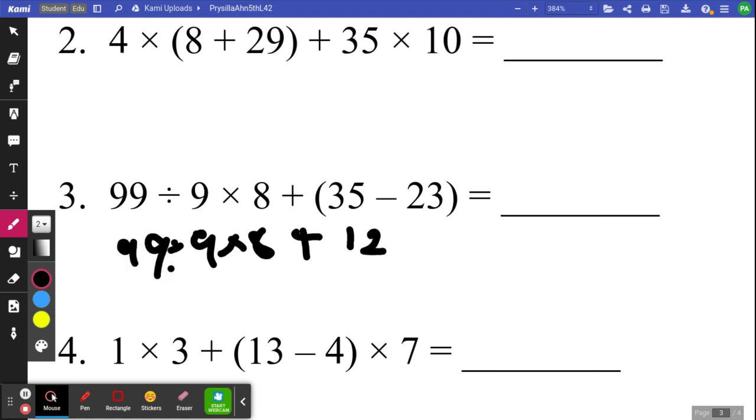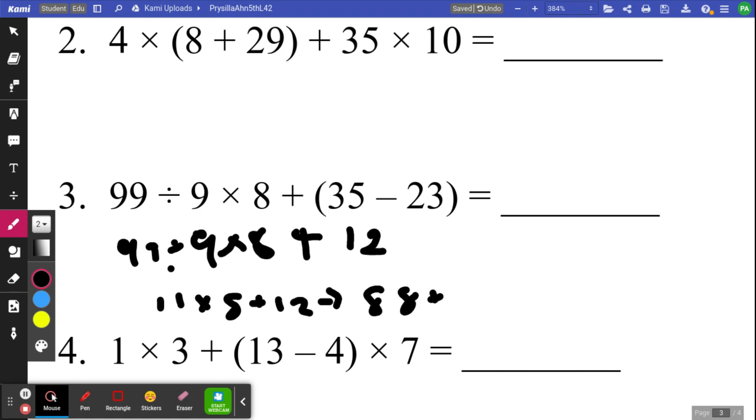And we see that there's a bit of multiplication and division. Once again, you go left to right. So we're going to start off with the division. 99 divided by 9 is 11. And then you bring everything down. And then there's multiplication. 11 times 8 is 88, plus 12. Since this is the last operation left, what do you get? You get 100. And your answer is 100.